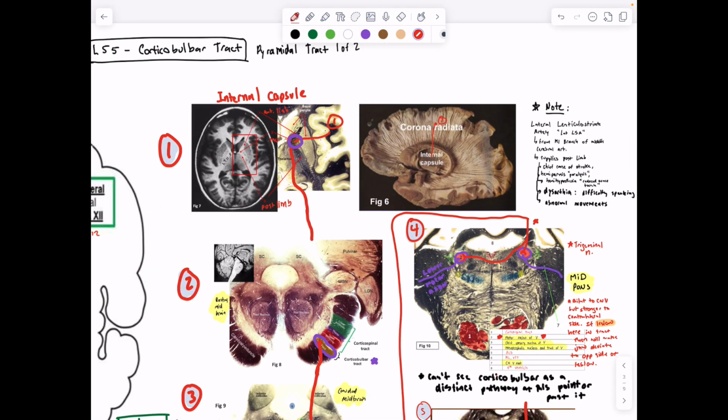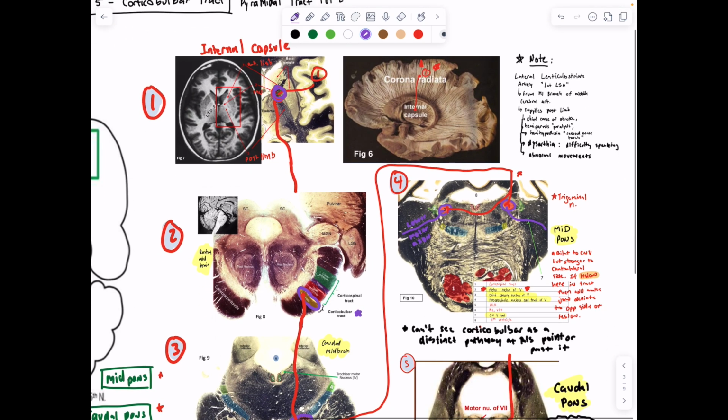Okay, so then looking at the cross sections, we start in the cerebral cortex, specifically from our motor homunculi in the motor cortex. Then we go down through the internal capsule, right? So our pyramidal cells here send their axons through the internal capsule, specifically the genu of the internal capsule for the face and the neck, which is cortical bulbar.